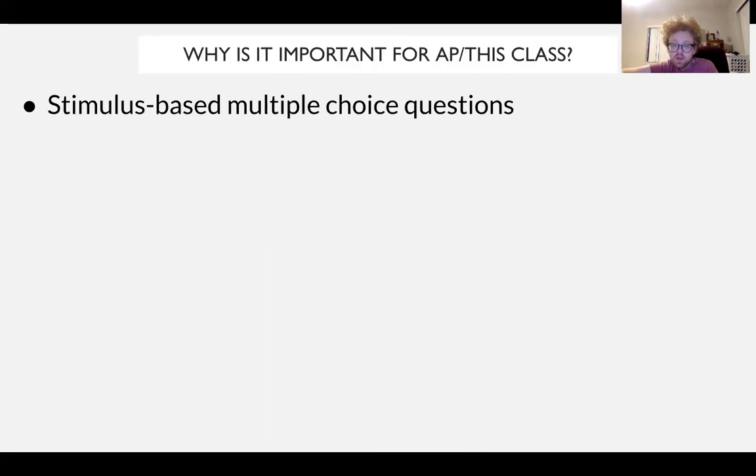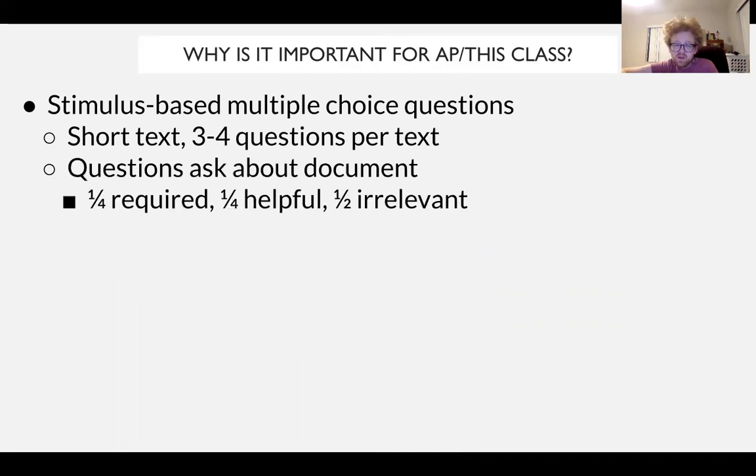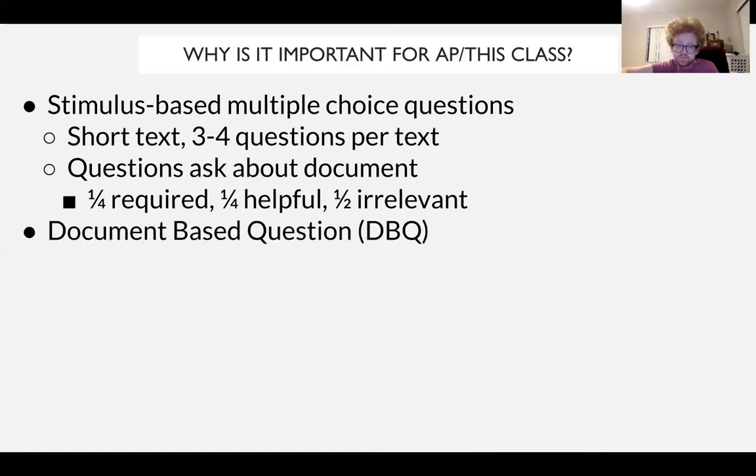Well, for one thing, every single question you will get on a multiple choice test is stimulus based, either based on a primary text or a primary visual aid. Normally, it's about 3 or 4 questions about the text. About a quarter are actually helpful and you need the text in order to answer them. Half the time, however, it's just something tangentially related. It's also important for document-based questions.